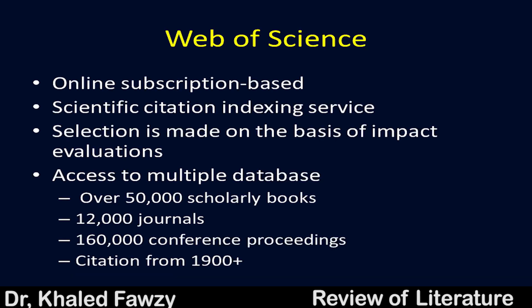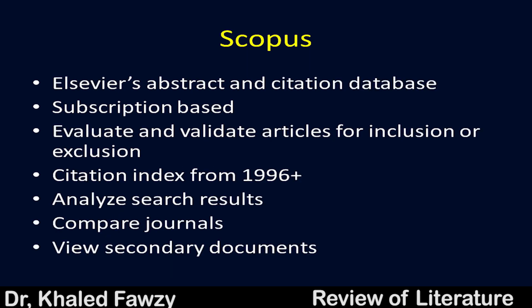Web of Science, this is subscription-based. It's a scientific citation index service. The selection is based on impact evaluations, and it allows access to multiple databases like scholarly books, journals, conference proceedings, and citations from the year 1900. Scopus, again, this is subscription-based. It is selective. It includes citations from 1996. It analyzes search results, and it compares journals.